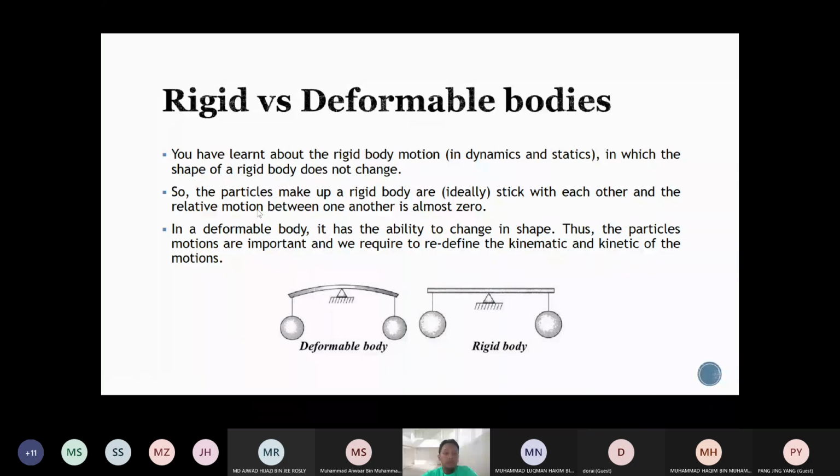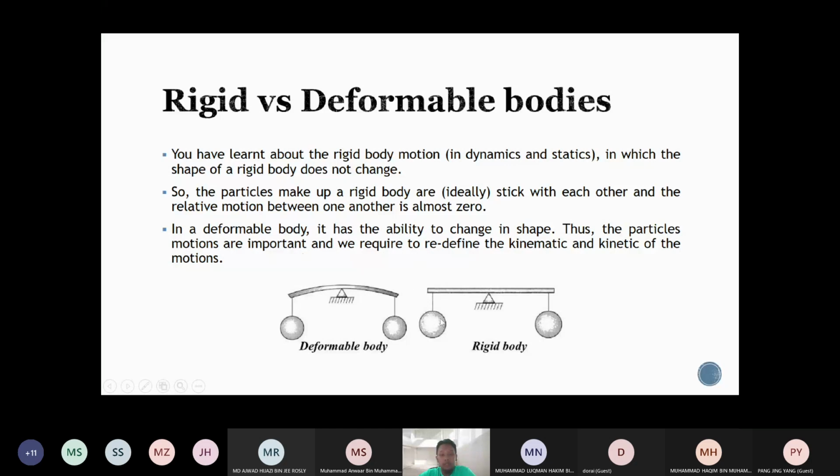Okay. So a deformable body, or jasad yang boleh terubah bentuk, has the ability to change in shape. So when a body changes in shape, meaning that the particles now do not stay at a constant distance from each other, meaning that dia punya distance boleh berubah-ubah. And so in a deformable body, the particles' motion is very important. So it's important to understand the motion of the particles. But we don't study each of the particles. Rather, we assume that the body is a uniform body. And so we can define the kinetics of the motion.